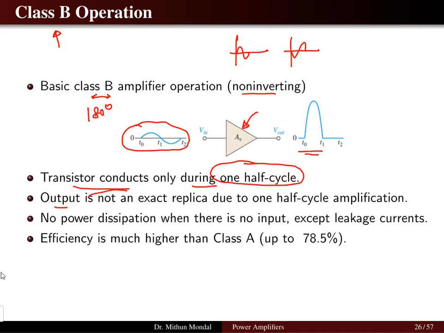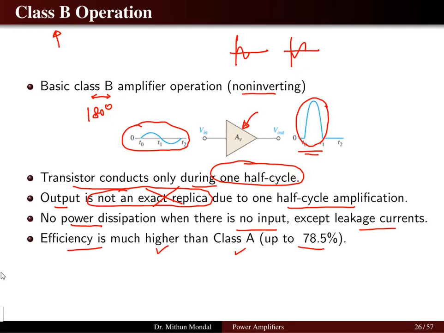Output is also not an exact replica due to one half cycle amplification. So amplification is taking place for one half cycle, hence it is not the exact replica. Power dissipation, there is no problem when there is no input except there is a small amount of leakage current. Here the efficiency is higher than class A, up to 78.5%. In class A amplifier, again the efficiency is 25%.